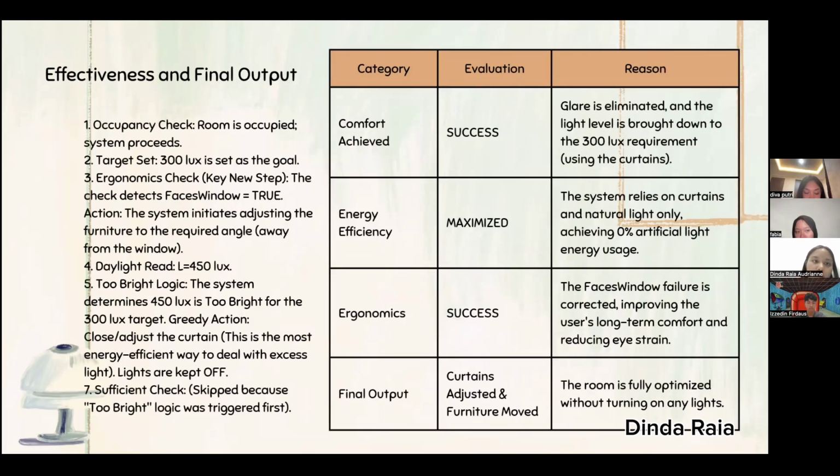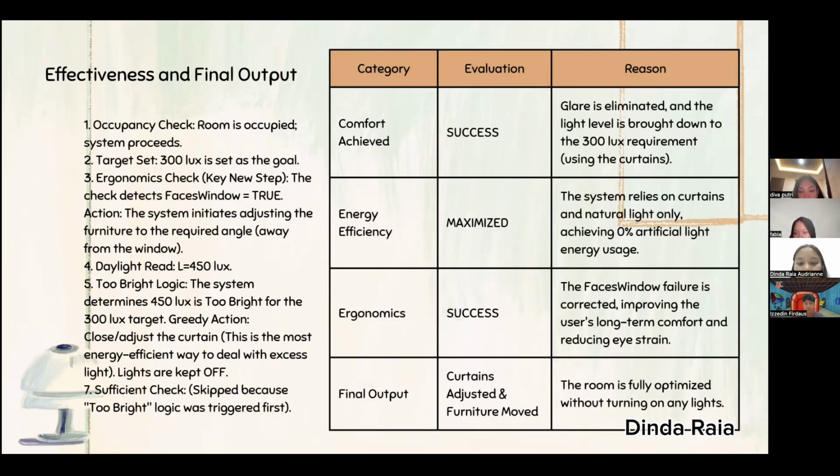And so this is the effectiveness and final output. The comfort is achieved, and it's a success because the glare is eliminated and the light level is brought down to the 300 lux requirement by using the curtains. And then the energy efficiency is maximized because the system relies on curtains and natural light only, achieving 0% artificial light energy usage. And the ergonomics is also a success because the faces-window failure is corrected, improving the user's long-term comfort and reducing eye strain.